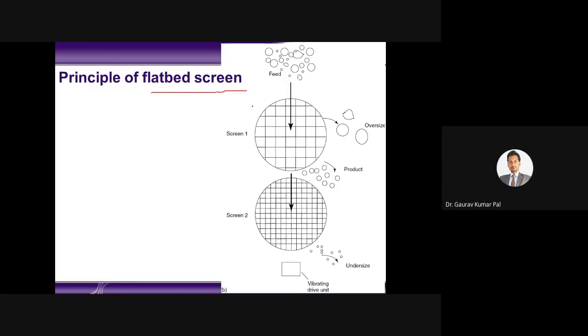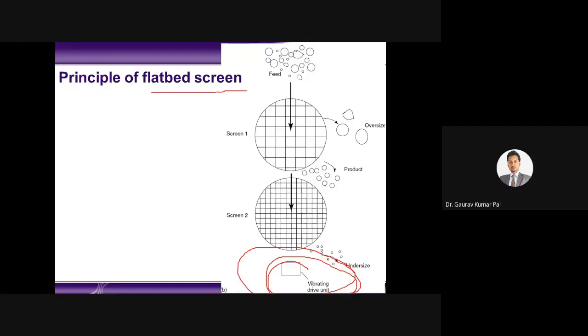So here they have the vibration drive unit. So they have the vibration properties here. So it will vibrate. Vibrate means ultimately you are going to increase the efficiency of the cleaning or the efficiency of the separation. Correct. So here, if you have two screens, one is large size, one is small size. Whatever undersize will be there, that will come out, and here the product will be in the upper layer, and here the product will be down, and whatever oversize will be there, that will come out.